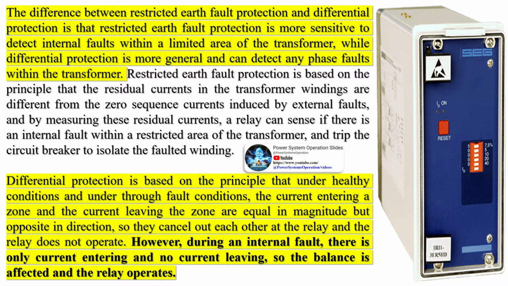Differential protection is based on the principle that under healthy conditions and under through fault conditions, the current entering a zone and the current leaving the zone are equal in magnitude but opposite in direction, so they cancel out each other at the relay and the relay does not operate. However, during an internal fault, there is only current entering and no current leaving, so the balance is affected and the relay operates.